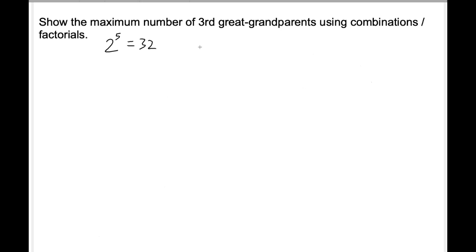However, in this video, I'm going to show you how to use factorials to get to the same number, 32. Basically, factorials will involve finding the number of ways to get to a third great-grandparent, and that will give you the total number of third great-grandparents.